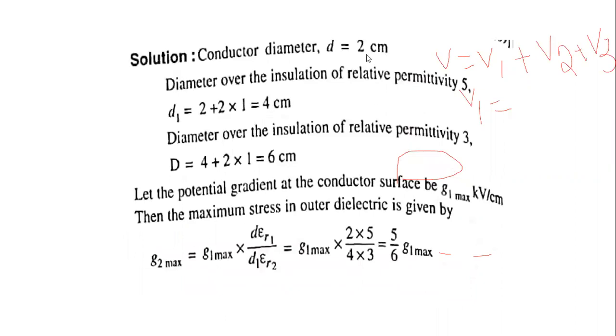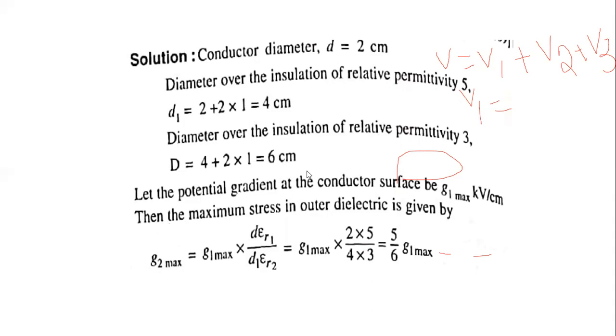Therefore, small d is equal to 2 centimeters, and the diameter of the overall insulation of relative permittivity, that is D1, is equal to 2 plus 2 into 1, where 2 is the conductor diameter and sheath thickness is 2 into 1, that is equal to 4 centimeters. Next we calculate the overall diameter of the relative permittivity 3. Therefore D is equal to 4 plus 2 into 1, then it will be equal to 6 centimeters. This is the sheath diameter and this is the overall diameter.